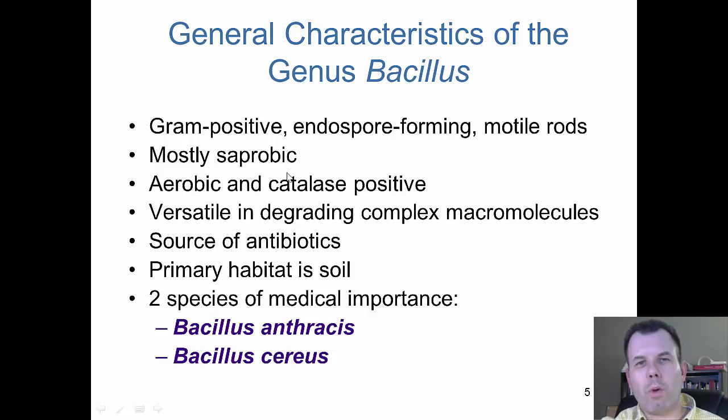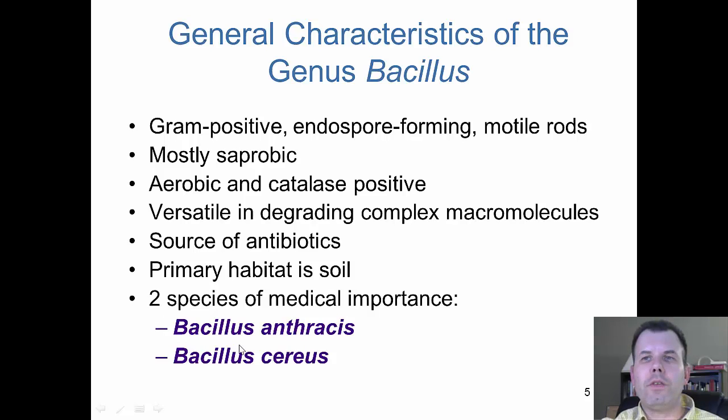Most of the time, they grow on dead, decaying things. They're aerobic and catalase positive, so they'll bubble with hydrogen peroxide. And again, they're versatile in degrading complex macromolecules. So you find these a lot of times in soil. Think of soil bacteria. And again, they're a good source of antibiotics. Again, their habitat is soil.